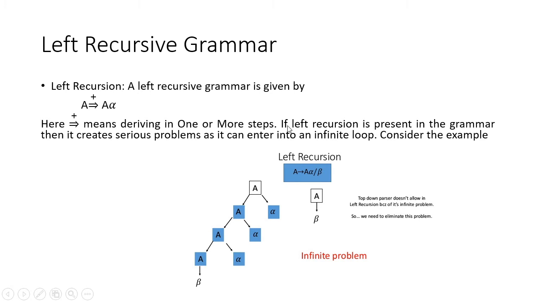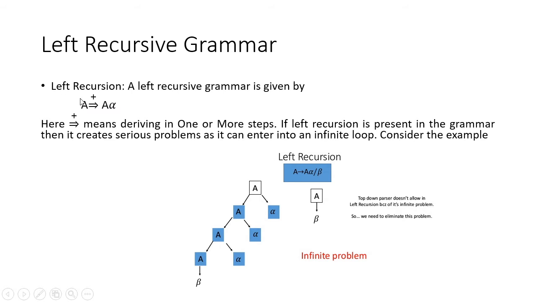Now let us understand what left recursion is. Let's look at this diagram. A derives A alpha. This A can again derive A alpha, and again this A can derive A alpha because of the rule A derives A alpha. It can go on repeating this way. So it will go on repeating A alpha, A alpha, A alpha, infinitely many times, so it might go into an infinite loop. This is the problem of left recursive grammar.